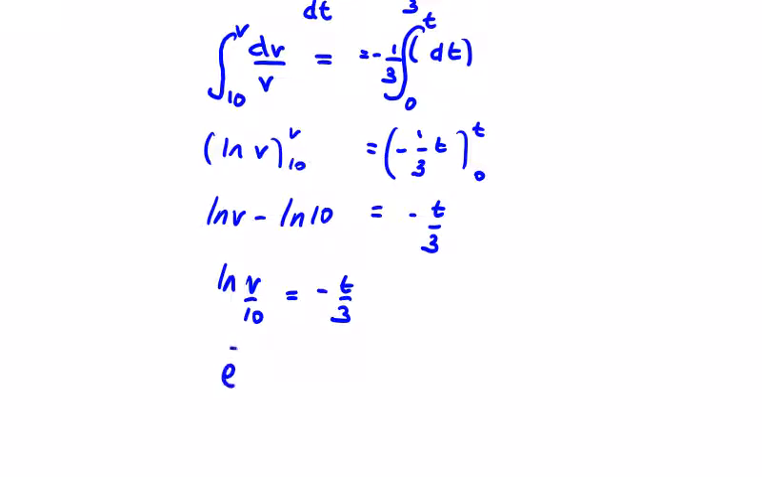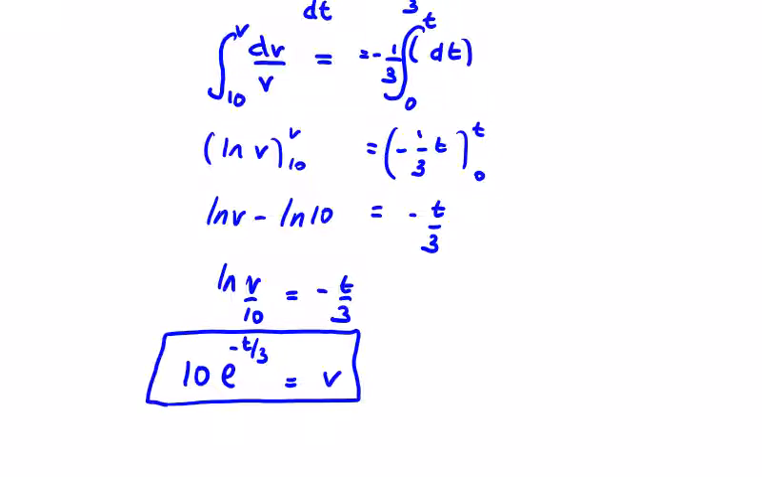So e to the power of minus t/3 is equal to v/10. So actually I multiply across by 10, save myself a step. 10 e to the power of minus t/3 is my velocity. And we're asked for velocity when t is equal to 3. So 10 e to the power of minus 1, which is equal to 10 over e.